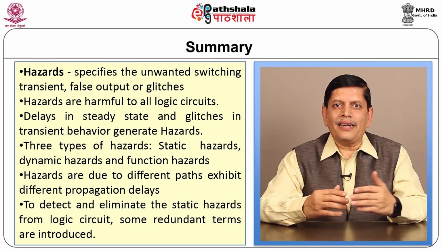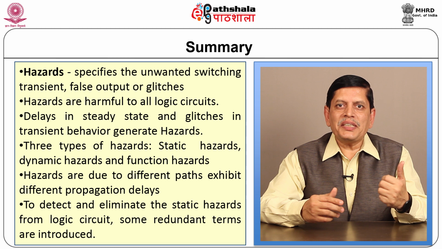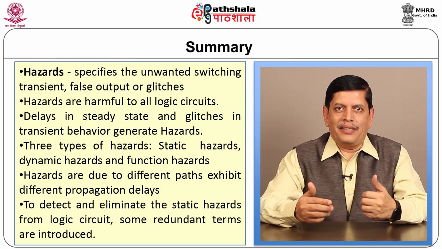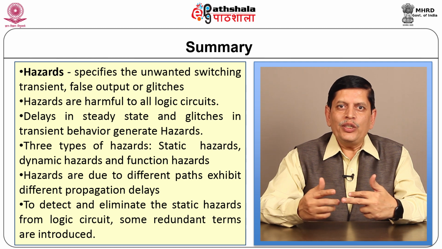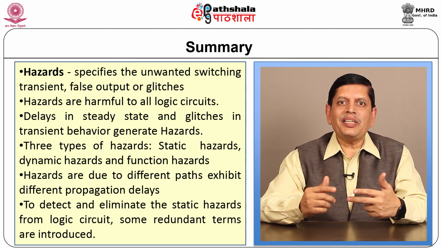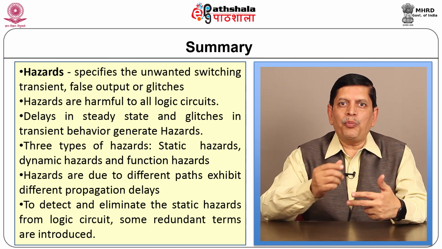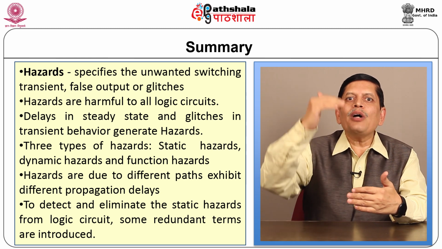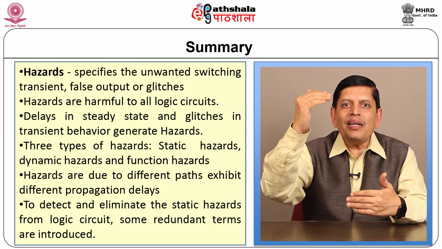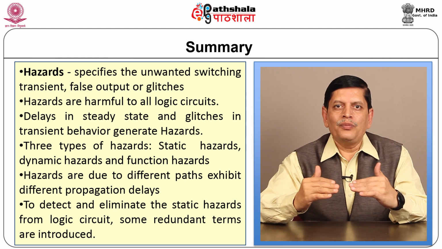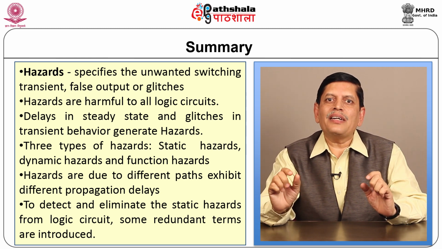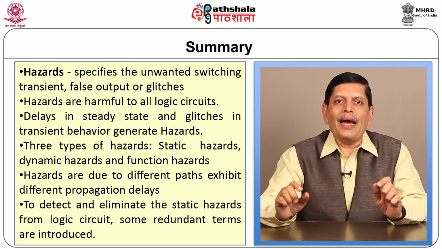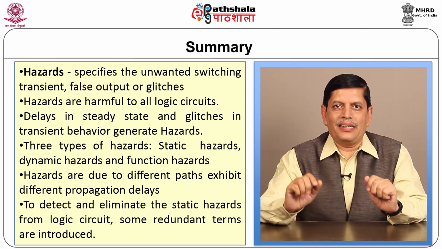We have seen that the first simplest hazard is the static hazard, and there are 2 types of static hazards, static 0 and static 1 hazard. In static 0 hazard, the output goes momentarily to high state and normally it should be 0. So, whenever it goes temporarily to high state, it generates some kind of a glitch. We call this the static 0 hazard.